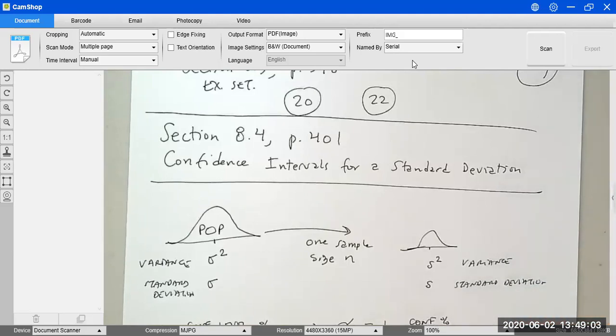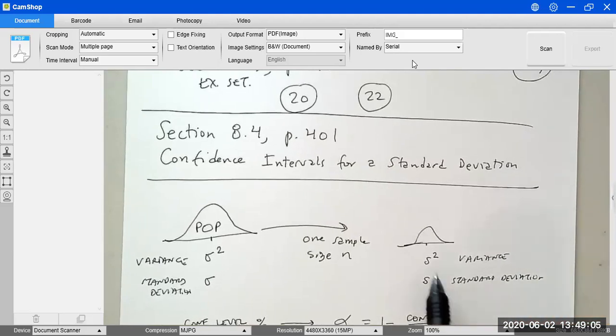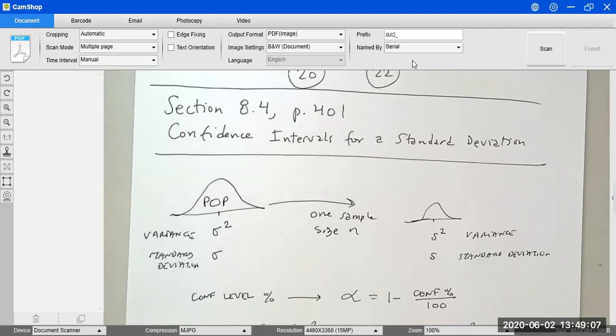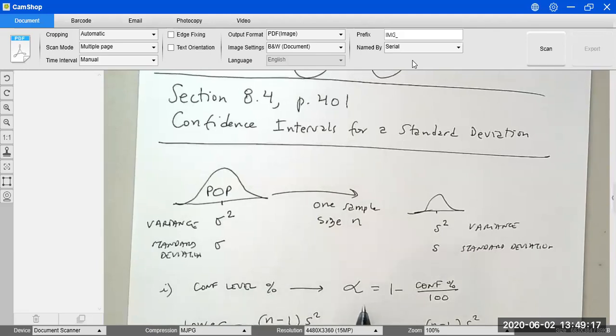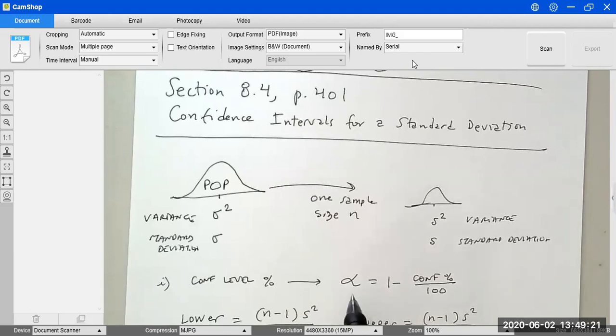If you are given a data set, if you are given the values, then you just proceed and compute the values. So the first step is going to be always the same. We need to transform the confidence level that is required in percentage into an alpha value. Remember, alpha is the significance level, and it's always 1 minus the confidence level divided by 100.